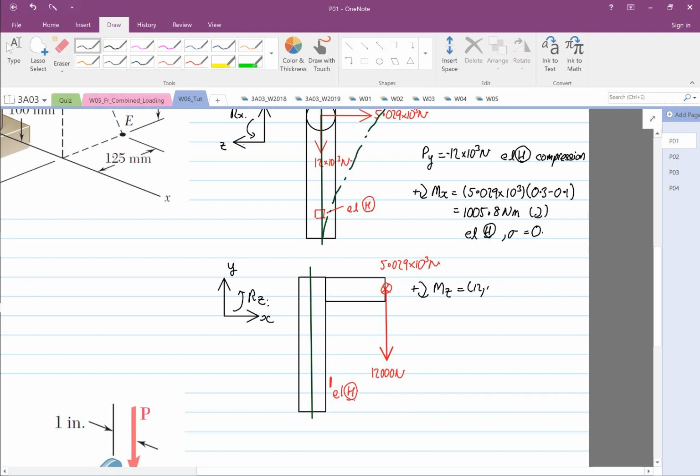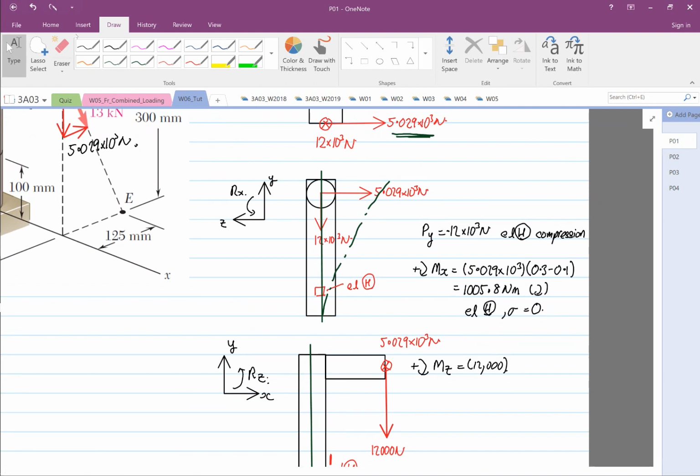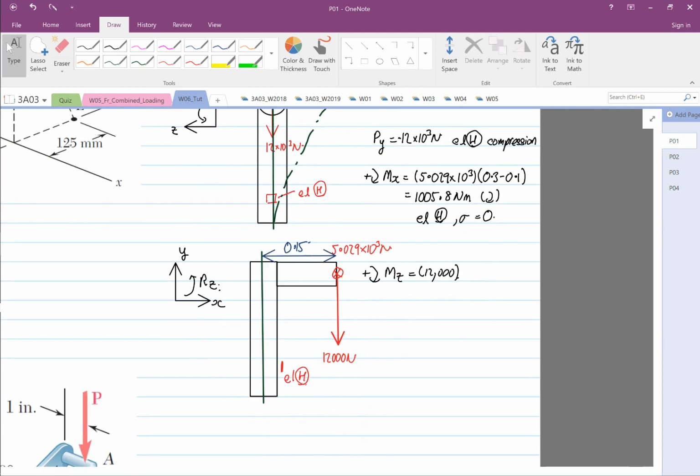Right, 12,000. And we are given that the distance from here to here, from the axis, is 0.15. So to the axis, not to the element. A lot of students measure it to the element, which is not correct. To the axis, so 12,000 multiplied by 0.15 gives 1800 Newton meter.